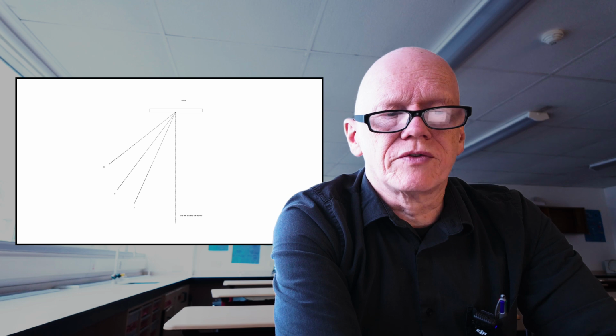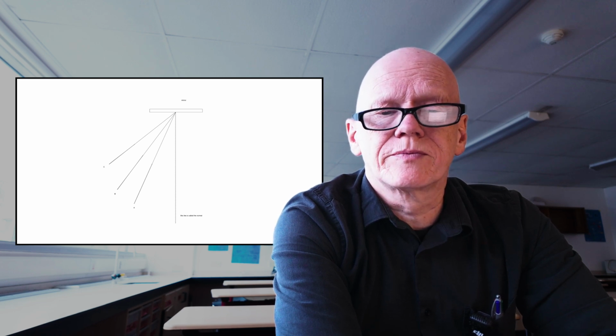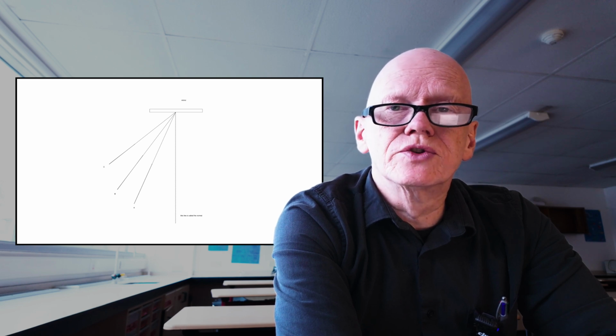We found the law of reflection, so the angle of incidence is equal to the angle of reflection. Remember, we don't measure the angle to the mirror, we measure the angle to a line at right angles to it, which we call the normal.